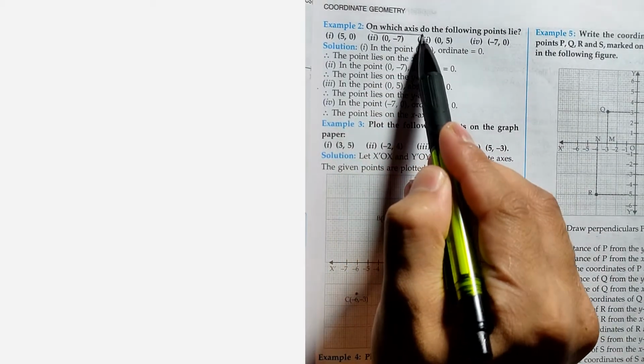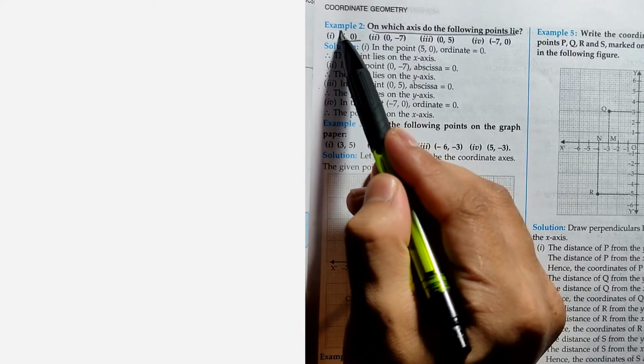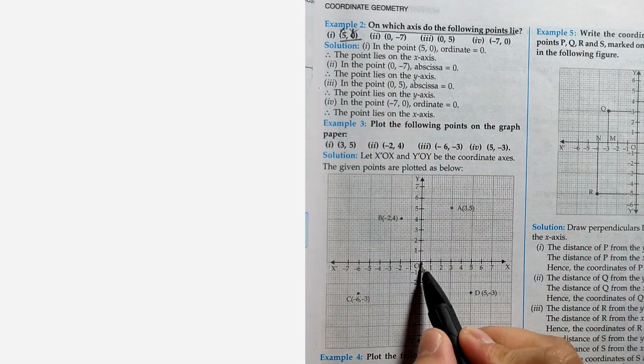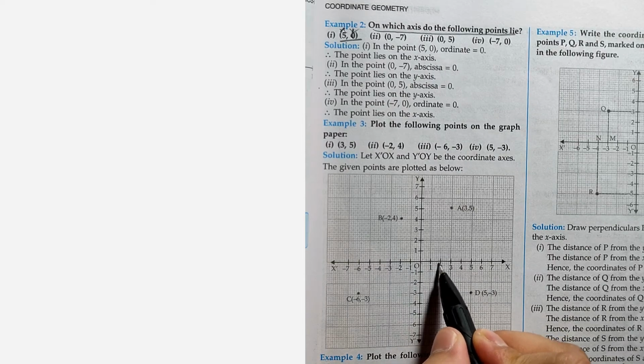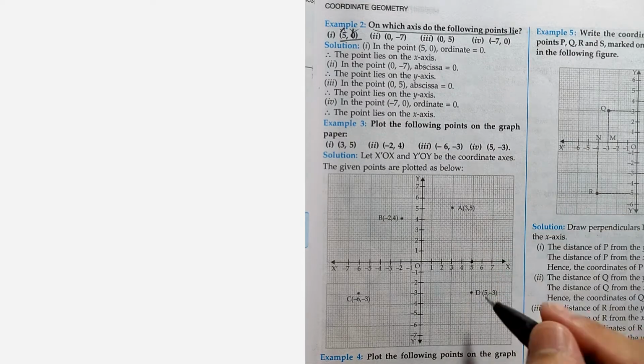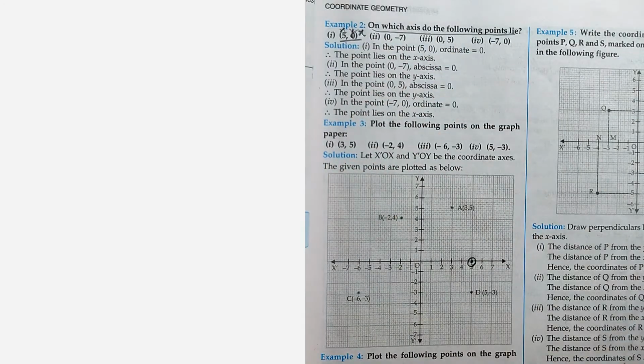Okay, let us discuss this question. On which axis do the following points lie? Okay, 5 comma 0. Now we know that this is my x value, this is my y value, so let us take the help of this graph. So 5 0 means 1 2 3 4 5 along x-axis and 0 along y-axis, that means you don't have to move at all. So this is my point, so we can say that this point is on the x-axis.